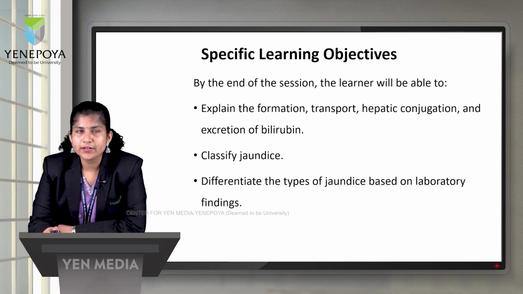Today I am going to take a topic on bilirubin metabolism. By the end of the session, a learner should be able to explain the formation, transportation, hepatic conjugation and excretion of bilirubin, should be able to classify jaundice, and should be able to differentiate types of jaundice based on the laboratory findings.